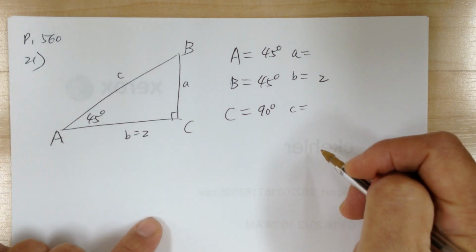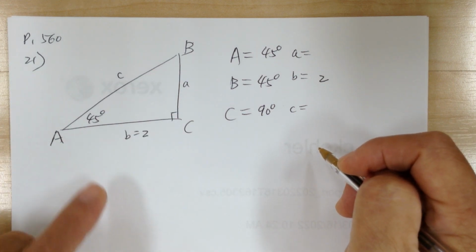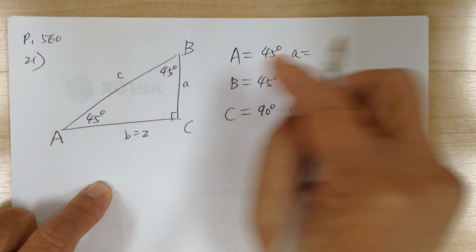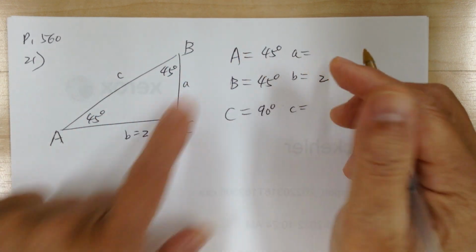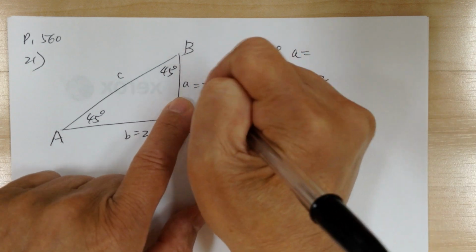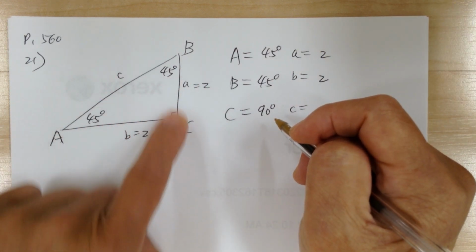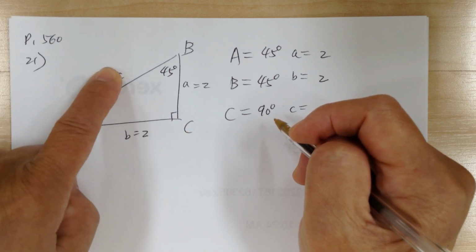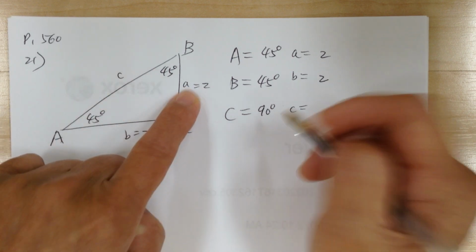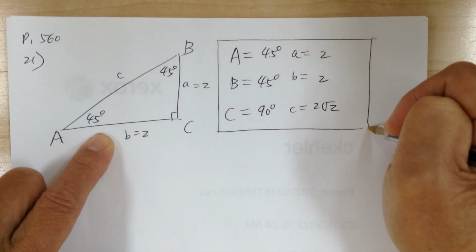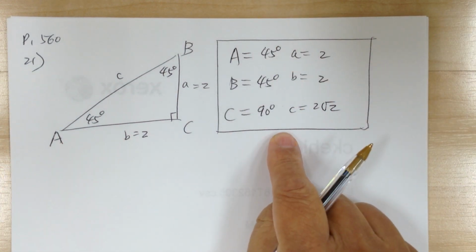So since this is 45 and this is 45, it's a 45-45 special triangle, so the legs have to be equal. So b equals 2, so a will equal 2. And the hypotenuse, in a 45-45 special triangle, would be square root of 2 times that. So c will equal 2 square root of 2. Okay, and that's it. So again, that's everything.